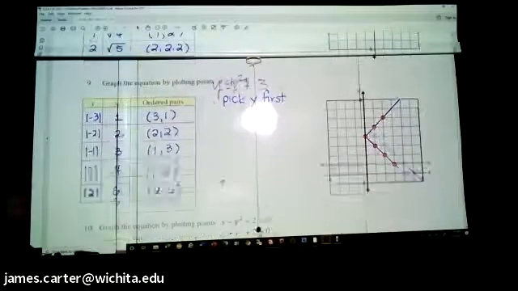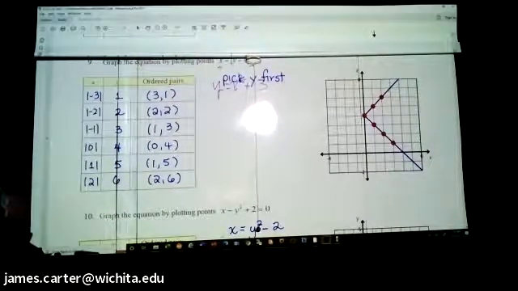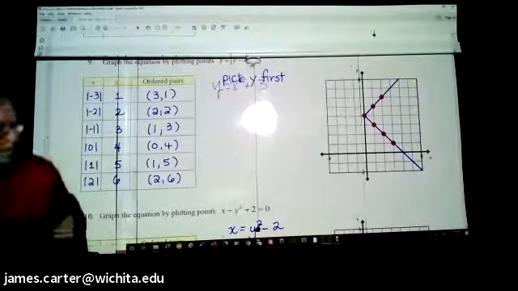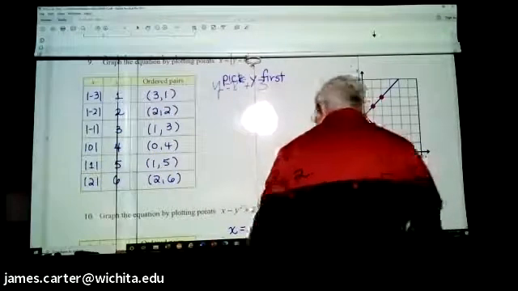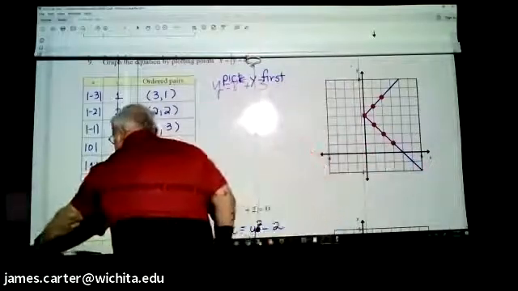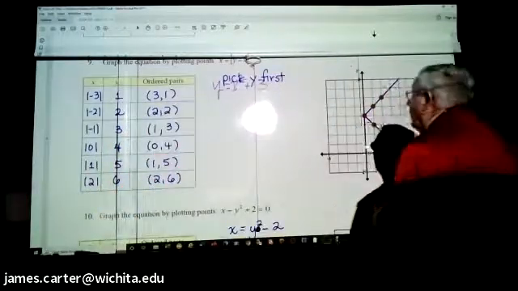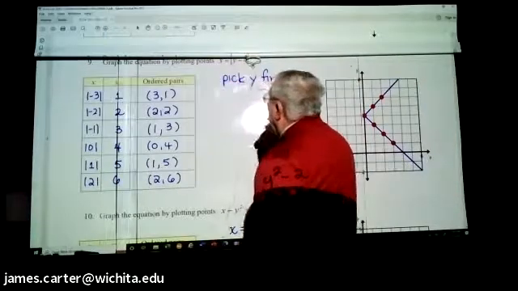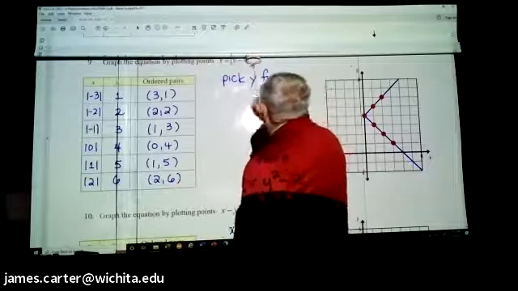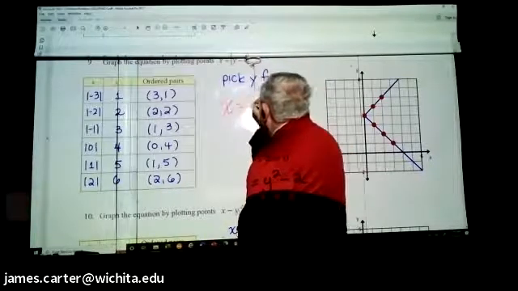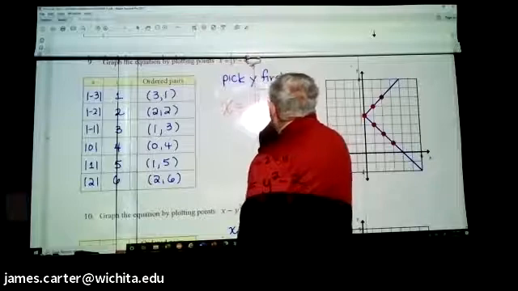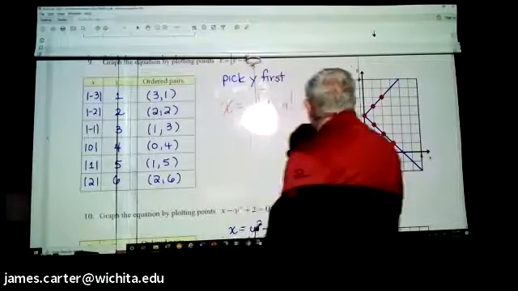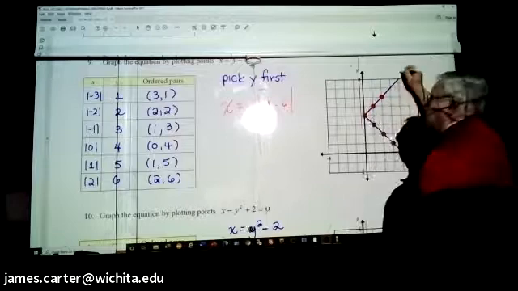This time, they've thrown a quirk into it. This is not Y equals X minus 4. Get my drawings out of here. This equation is x equals absolute value y minus 4. That's the problem that this is.